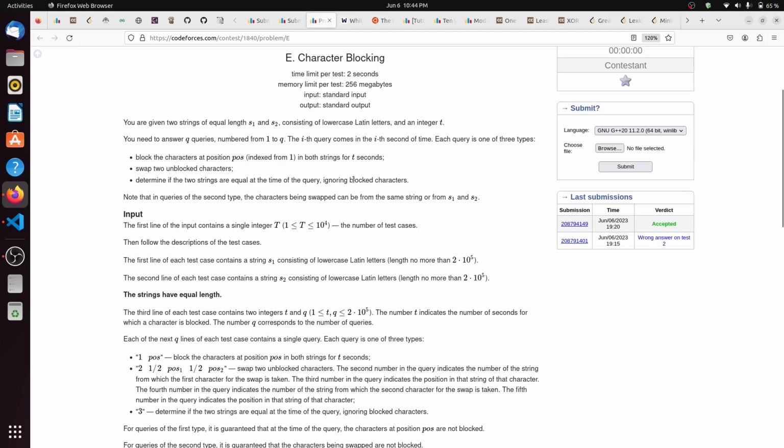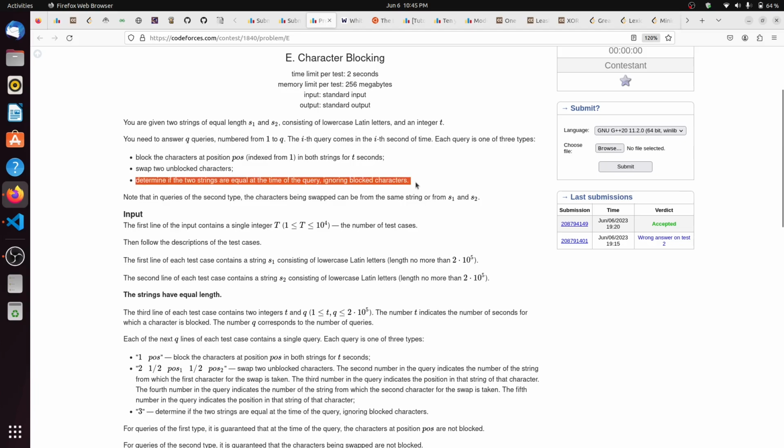So one of the queries is the first type, a block query, which will block the character at a position for t seconds. Then there is a second query which will swap two unblocked characters. We will get the input and have to swap according to it. We will be given proper inputs for that, and it is guaranteed that the characters we are going to swap will be unblocked at that particular time.